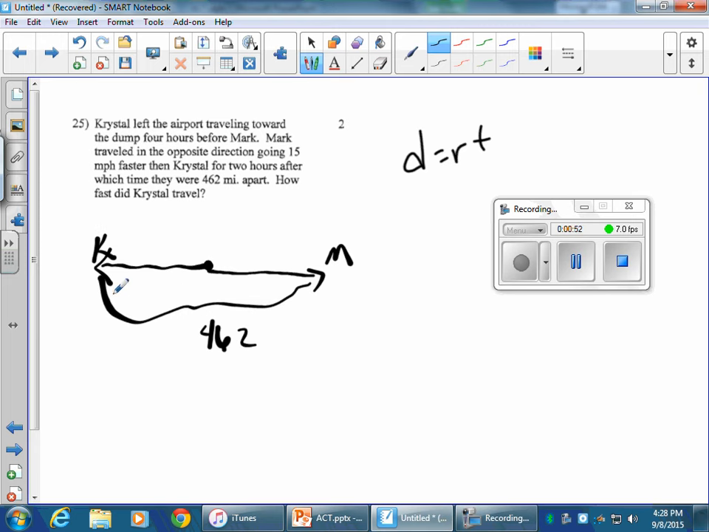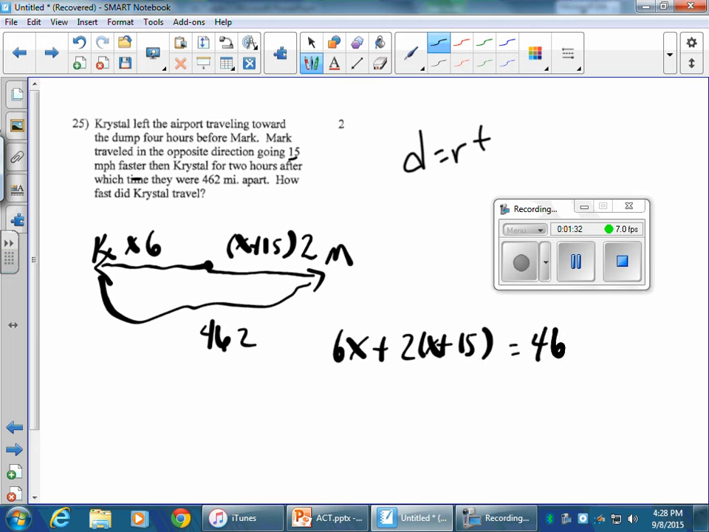So we need to talk about distance, so both of these will have their rate times the time. I do not know how fast Crystal was going. I do not know how fast Mark was going, but I know he was going 15 miles per hour faster than she was. So I'm going to say her rate is x, and his rate is going to be x plus 15. As far as time goes, he traveled for 2 hours, it says in the problem, and she traveled 4 hours before he did, so she would have traveled for 6 hours. So x times 6 is going to be 6x plus 2 times x plus 15 will equal their distance, which is 462 miles.